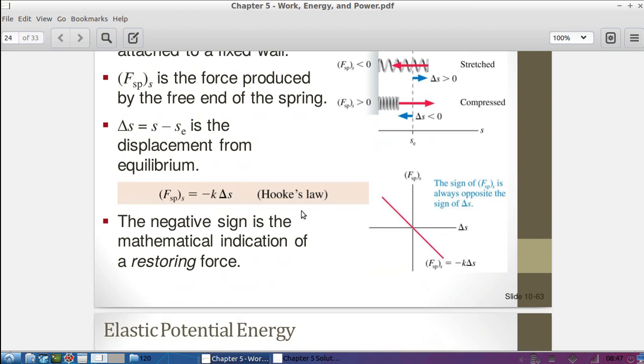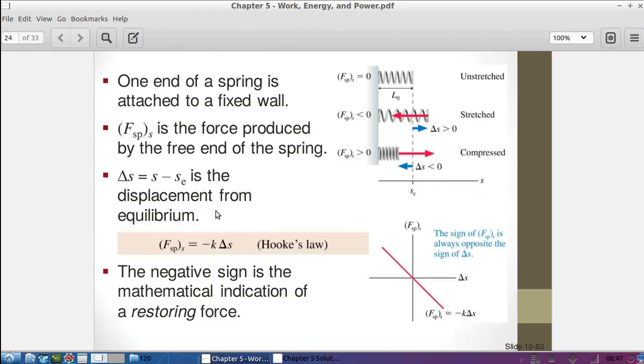All right, and here's my Hooke's law. The spring force, this is the force by the spring on you, is negative k delta s. It's proportional to the displacement. It's directly proportional to how far you stretch it in either direction. This negative sign is here because this spring force opposes the direction of delta s. Delta s is in that direction, the spring force is in the opposite direction. Delta s is negative here, restoring force is positive. So it's directly proportional to the displacement, and it's opposite in direction.